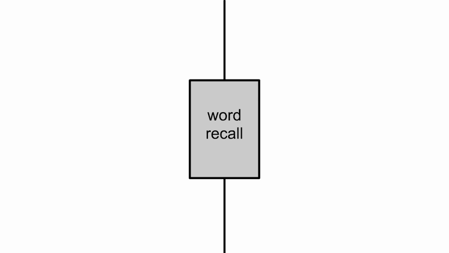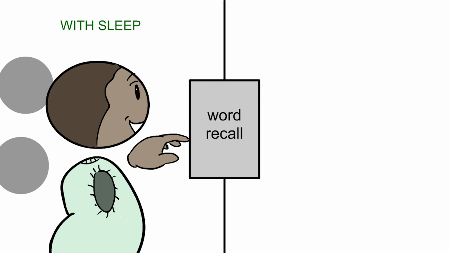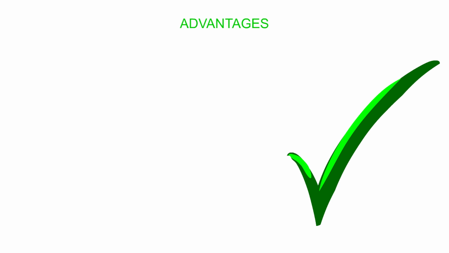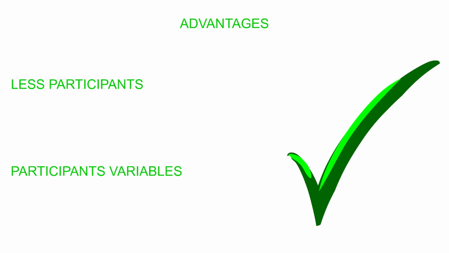The repeated measures design is one where all participants repeat the experiment under both conditions. So in our previous example, all participants would recall the list with and without 8 hours of sleep. There are two main advantages to this method, the first being the number of participants. Fewer participants are required to attain the same amount of data. The second is that we don't need to worry about participant variables as we did with the independent group design.